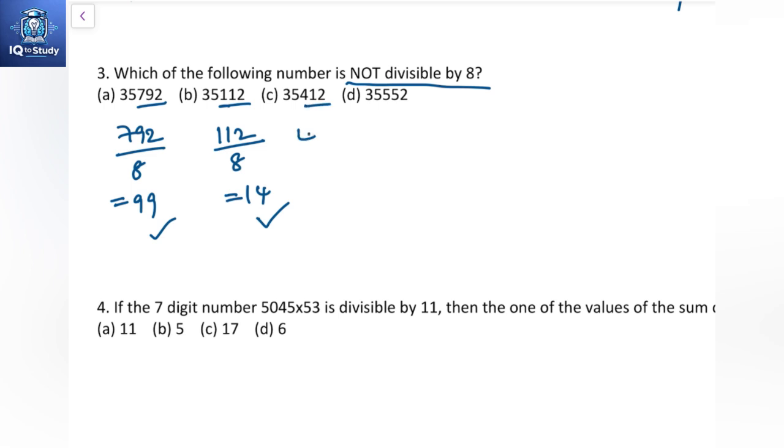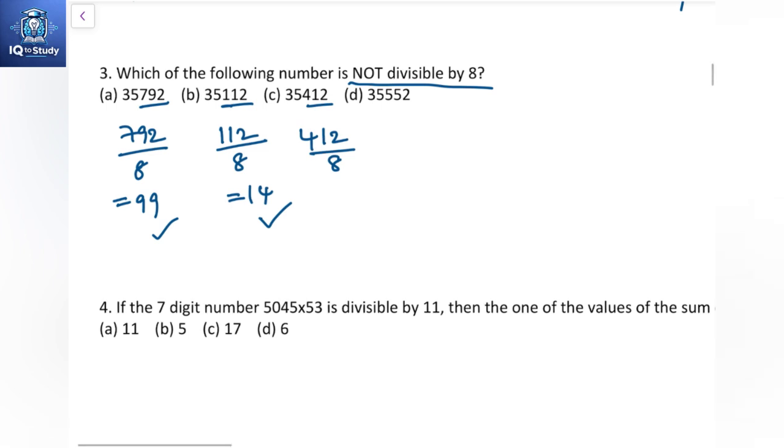And here 412 divided by 8, which is 51.5, which is not completely divisible. So option C is correct.